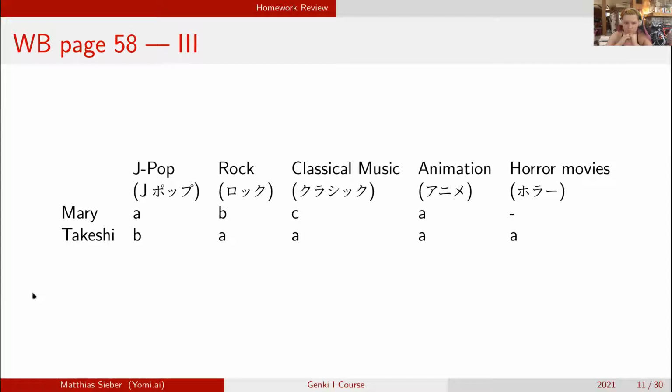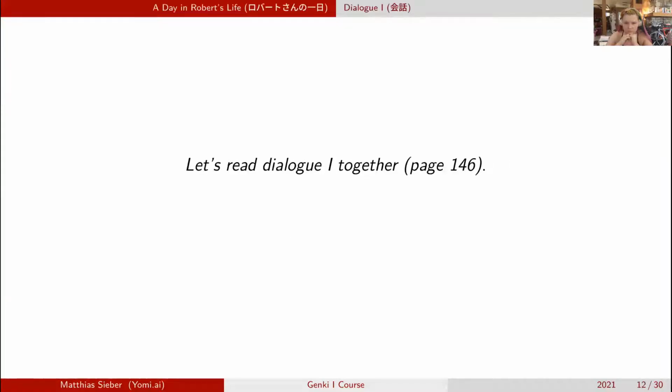Okay, so actually, before we go into the dialogue, sorry about that. There's one more thing that I actually want to cover, and that was the textbook, page 315B.